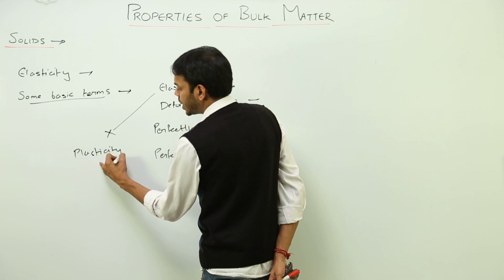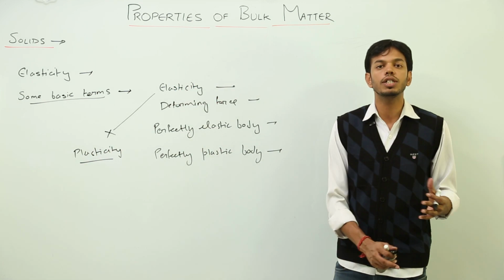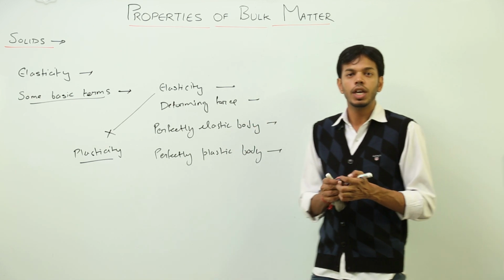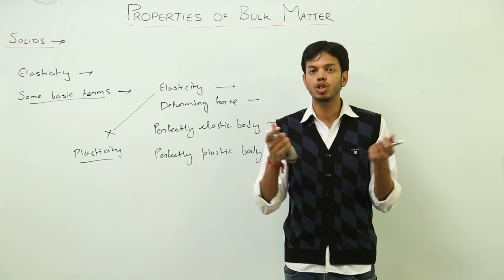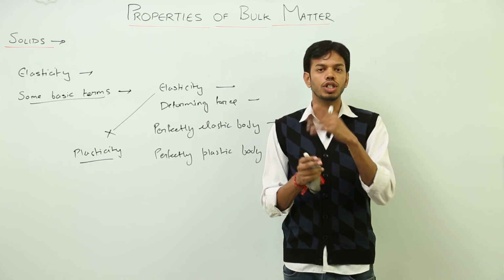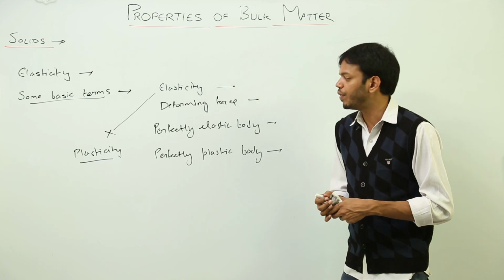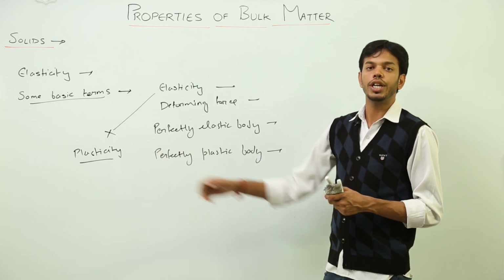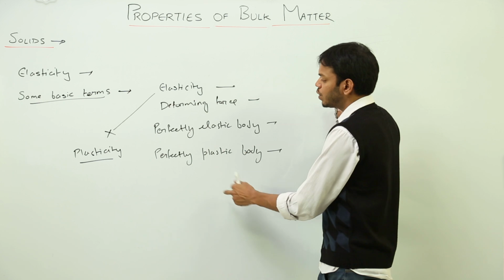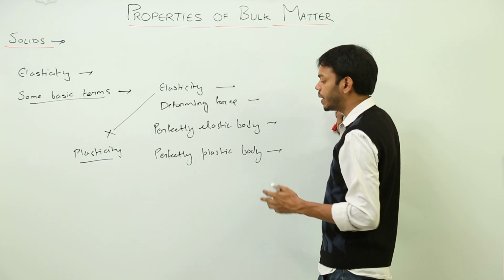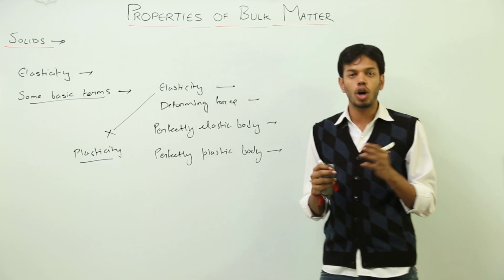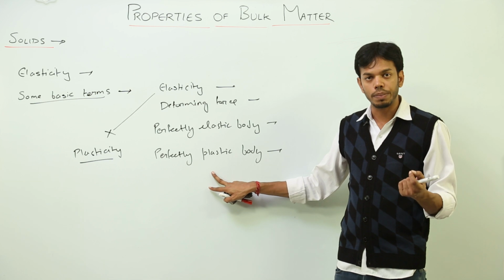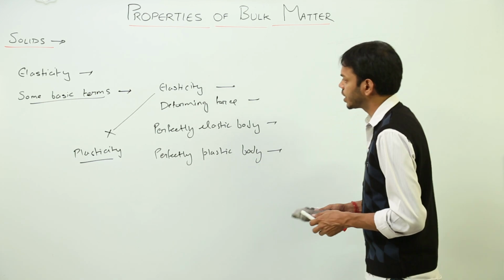Now plasticity means the inability. That means the body is not going to regain its shape and size after the removal of deforming force. For example, clay. You take a clay, you bend it, you stretch it, you twist it, you do whatever with the clay. Clay doesn't come back to the original cubic structure or whatever structure the clay we buy from the shop, right? So plasticity is the inability of a body to regain its original shape and size, and that is where a perfectly plastic body comes into play. Perfectly plastic bodies are those which do not at all try to come back even to their original shape and size.